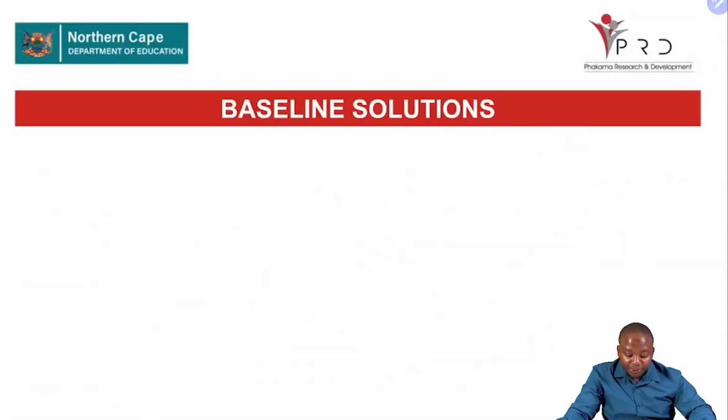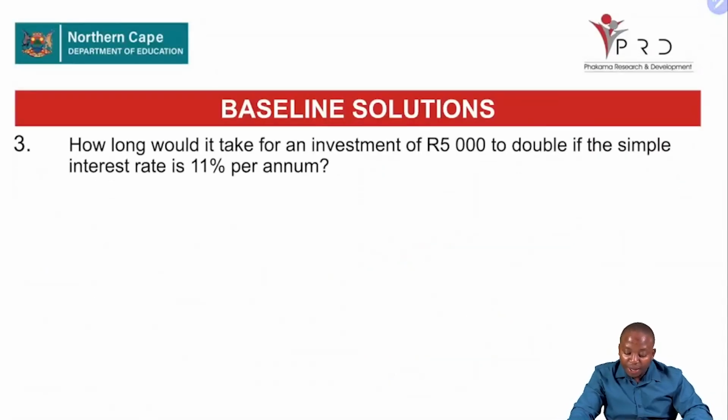Now let's move on. Let's get to number 3. Number 3 says, how long would it take for an investment of 5,000 to double if the simple interest rate is 11% per annum? So in this case, we follow the standard to say, we read our statement, and from our statement, we must be able to derive our data.